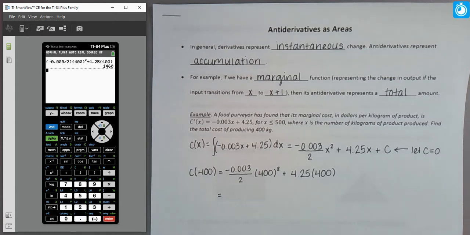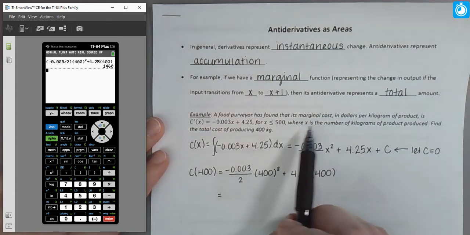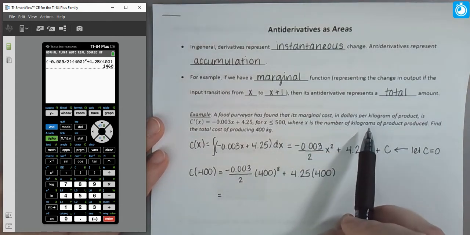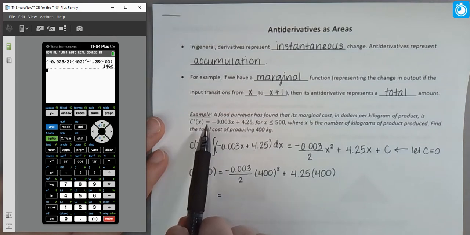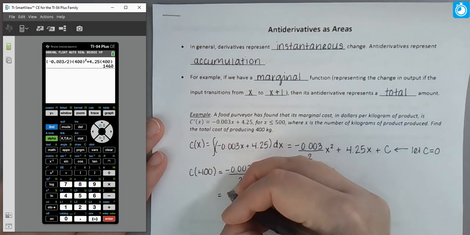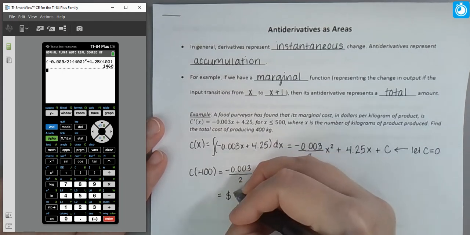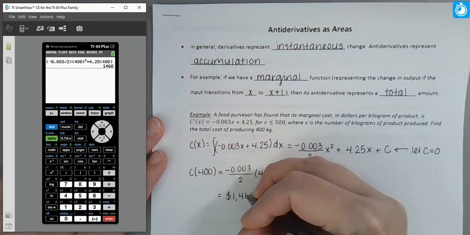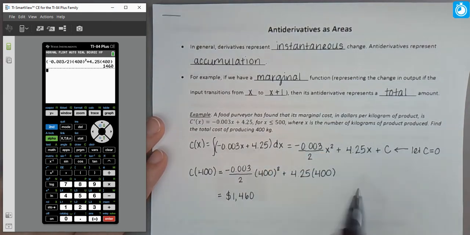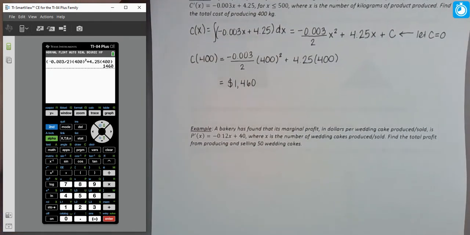1,460. Well, 1,460 what? Our input is the number of units, the number of kilograms produced, and the function we were looking at was a marginal cost function and now a total cost function. So cost, of course, is given in currency. So that's going to be $1,460. So to produce from 0 to 400 kilograms, it costs us a total amount of $1,460.